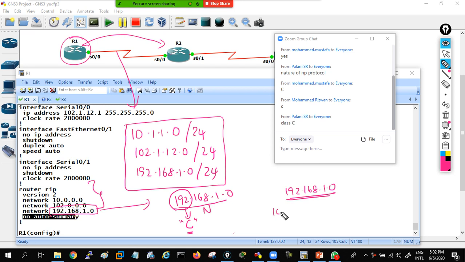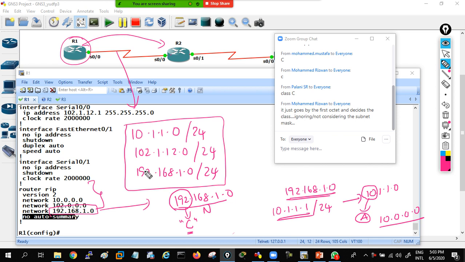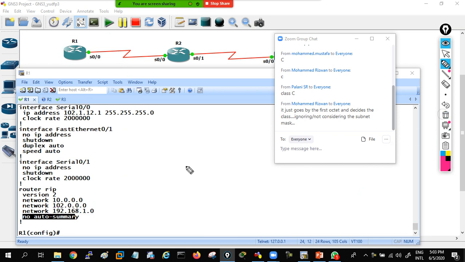For example, whenever you say 10.1.1.1 slash 24 and you advertise this network as 10.1.1.0, what is router RIP going to do? It will check the first octet. If the first octet is class A, then it will advertise the whole summary network like 10. In the routing table it will show it like that. Now I am going to show you one more thing, sir. Let's see, guys, everybody see this.